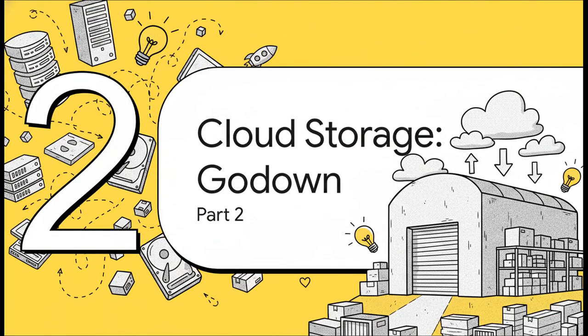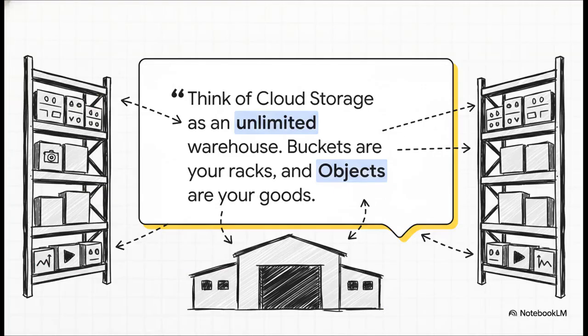All right, let's kick things off with Google Cloud Storage, or GCS for short. Now, forget all the super technical jargon for just a second. I want you to just imagine it's your own personal, completely unlimited warehouse. You know, a go-down. This analogy, honestly, makes it so simple to understand.